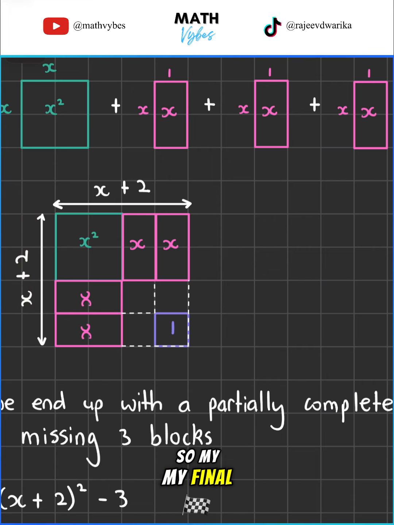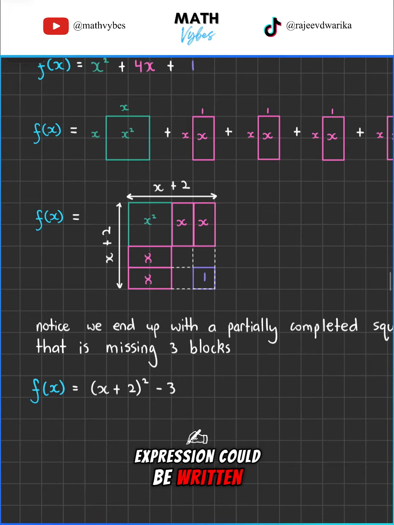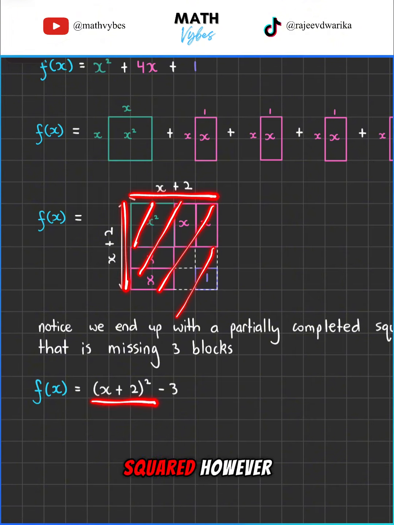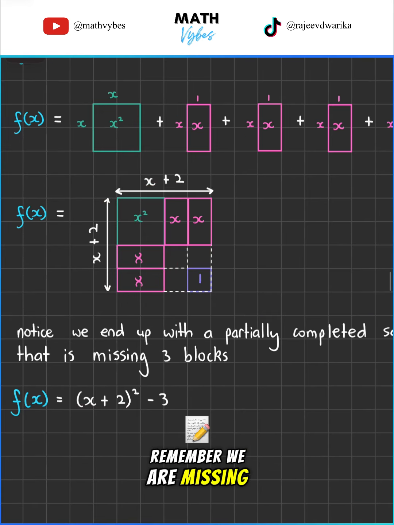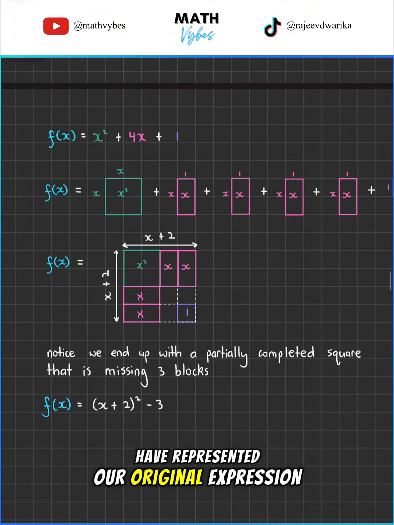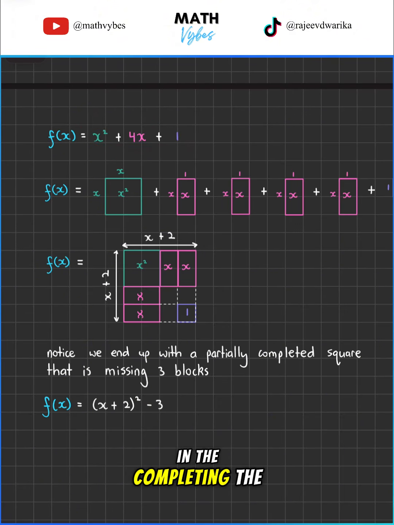So my final expression could be written as x plus 2 by x plus 2, which would be the entire square, so x plus 2 squared. However, remember, we are missing 3 blocks. So we don't have a perfect square, so we're going to subtract 3. And just like that, we would have represented our original expression in the completing the square form.